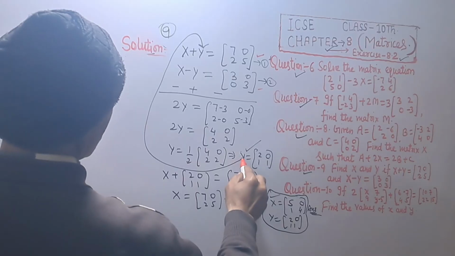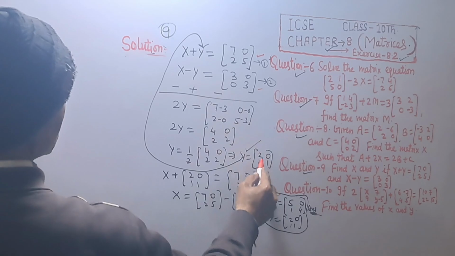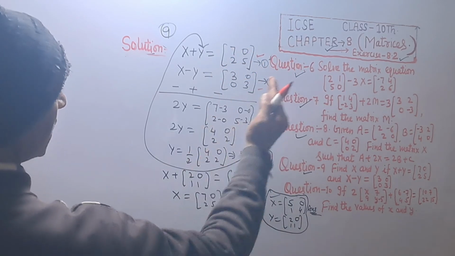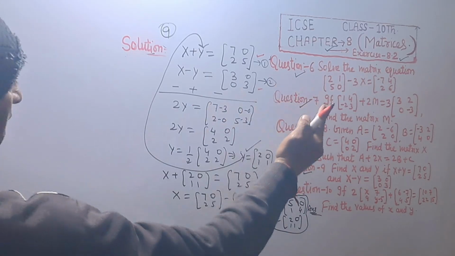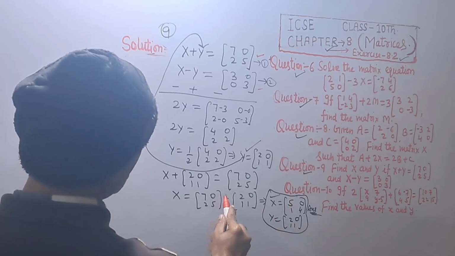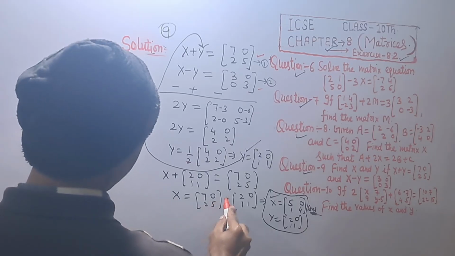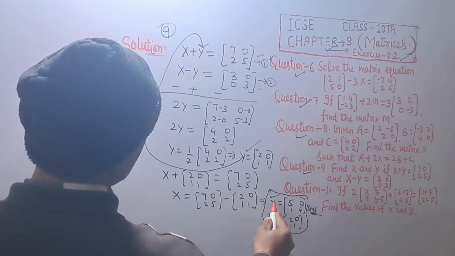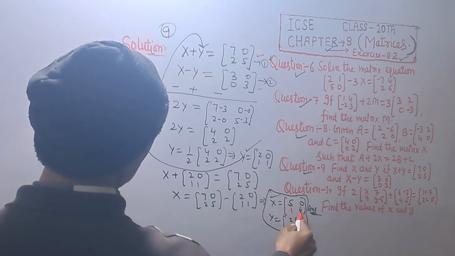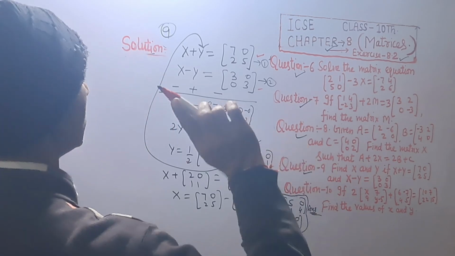We are substituting y in equation first. x plus y, that is [2, 0, 1, 1], is equal to [7, 0, 2, 5]. And we are shifting the 2011 matrix to the right side, then this will be negative, and 7 minus 2 equal to 5, 0 minus 0 equal to 0, 2 minus 1 is equal to 1, and 5 minus 1 equal to 4. So we get the value of x equal to [5, 0, 1, 4] and y is equal to [2, 0, 1, 1]. Answer.